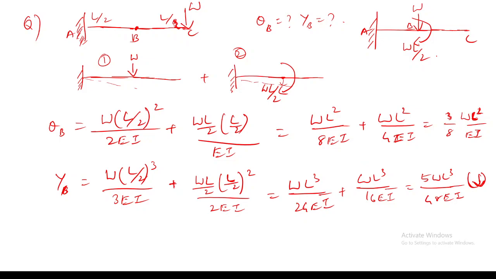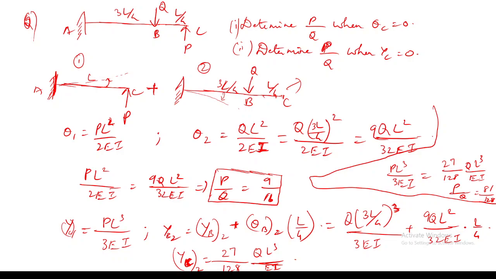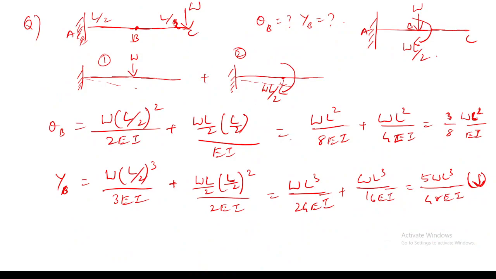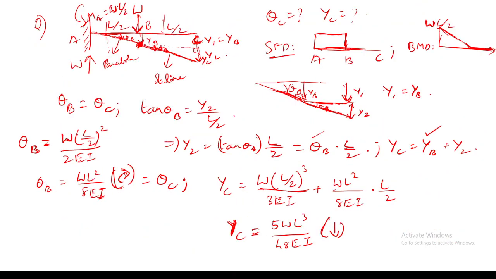So up to this it is clear, right? How we have found out theta B and YB? So can you note any similarities between this problem and this problem? For example, here I have taken load at point C, and I have calculated the deflection and slope at point B. And here I have taken the load at point B and then I have calculated the deflection and slope at point C.